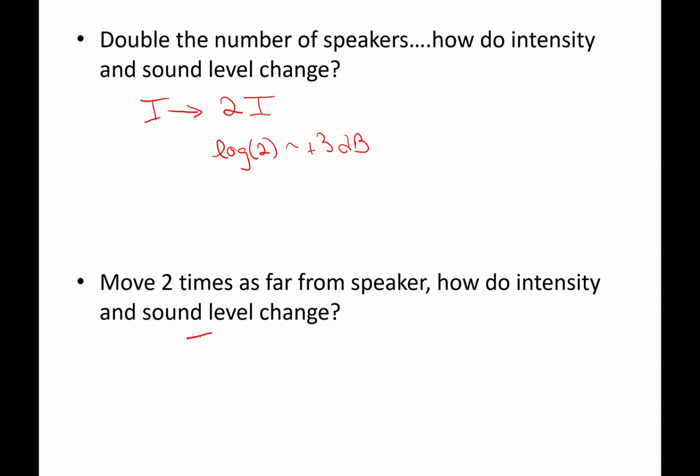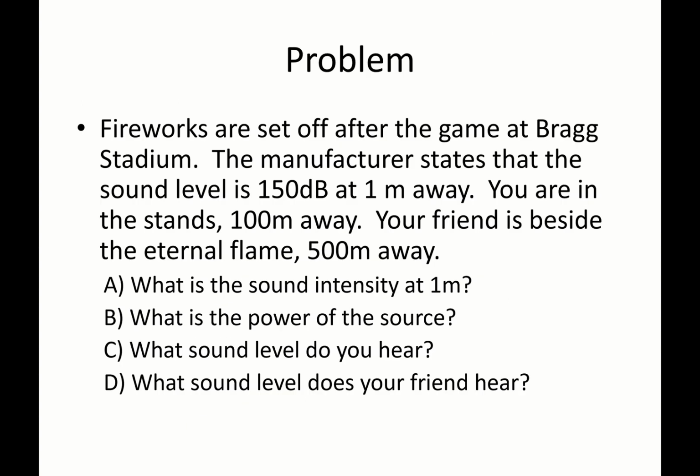If you move 2 times as far away from the speaker, how do the intensity and sound level change? Well, we just talked about that. The intensity drops by a factor of 4, and the sound level beta goes down by 6 dB. So every time you double the intensity, you go up by 3 dB. Every time you move twice as far away, you take your intensity down by 4, so the sound level goes down by 6 decibels.